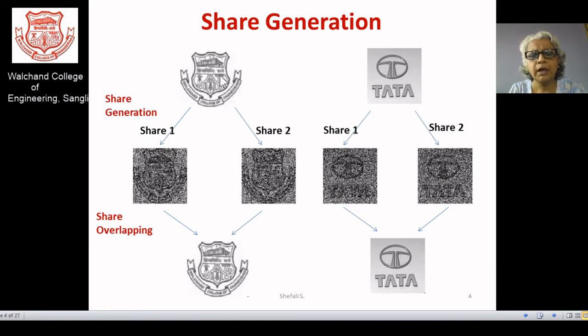For example, I have done one simple project. This is the logo of my institute, Walchand College, and this is the logo of Tata Motors. You can observe this anywhere over the net. So this particular logo is divided into two shares itself. The individual share looks like noise, and only once the shares are overlapped are you able to retrieve the original image back. That means only at that time, after overlapping, it is considered authentic.